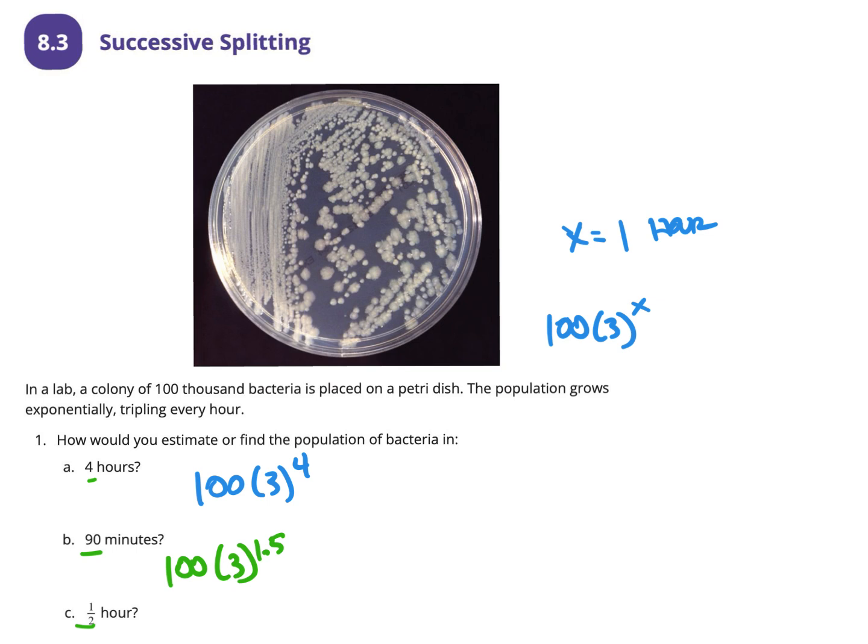And for half an hour, it's 100 times 3 to the 1/2. Half an hour is just half. And then if you want the exact number, you can always put this into the calculator. But remember, these are in thousands, so add 3 zeros at the end of your numbers.